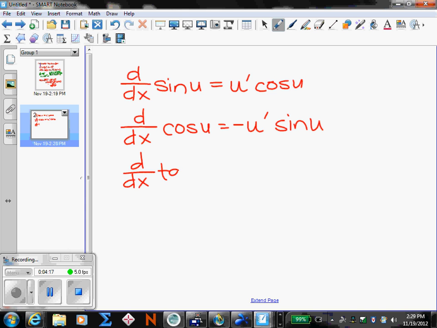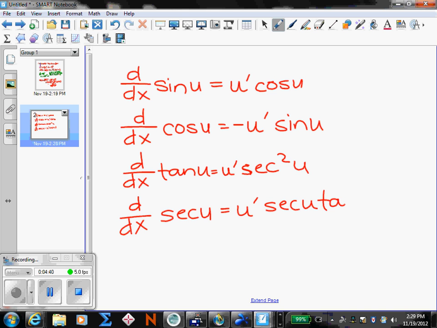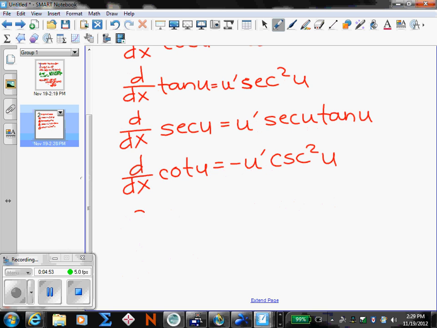The derivative of tangent u will be secant squared u times u prime. Let me write that a little bit better. The derivative of secant u is u prime secant u tangent u. The derivative of cotangent u is negative u prime cosecant squared u. The derivative of cosecant u is negative u prime cosecant u cotangent u.